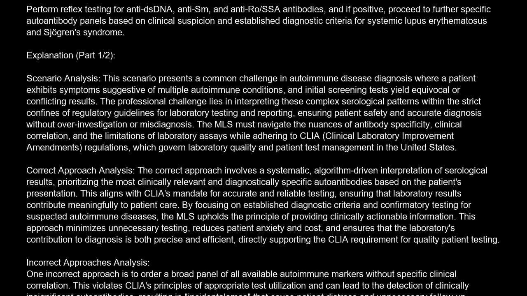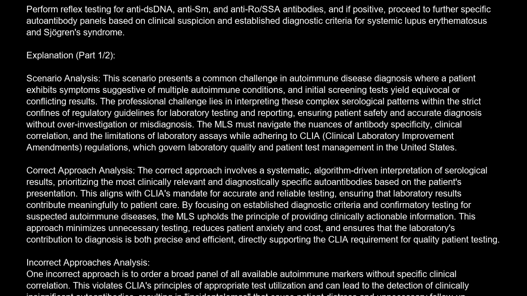By focusing on established diagnostic criteria and confirmatory testing for suspected autoimmune diseases, the MLS upholds the principle of providing clinically actionable information. This approach minimizes unnecessary testing, reduces patient anxiety and cost, and ensures that the laboratory's contribution to diagnosis is both precise and efficient, directly supporting the CLIA requirement for quality patient testing.